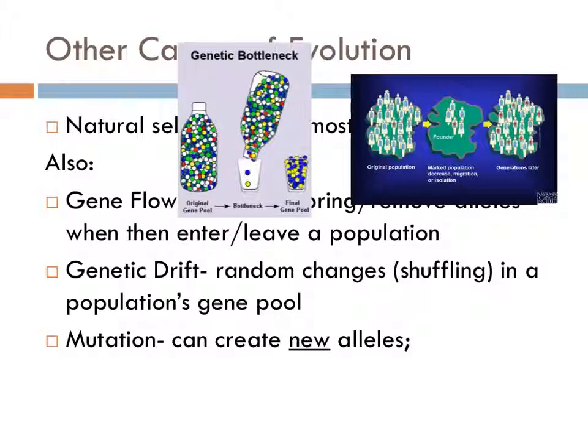And then finally is everyone's favorite, mutation, where you can actually create new alleles. You can change the genome of an individual, and that produces some sort of new phenotype, which can then provide material for natural selection to work on.